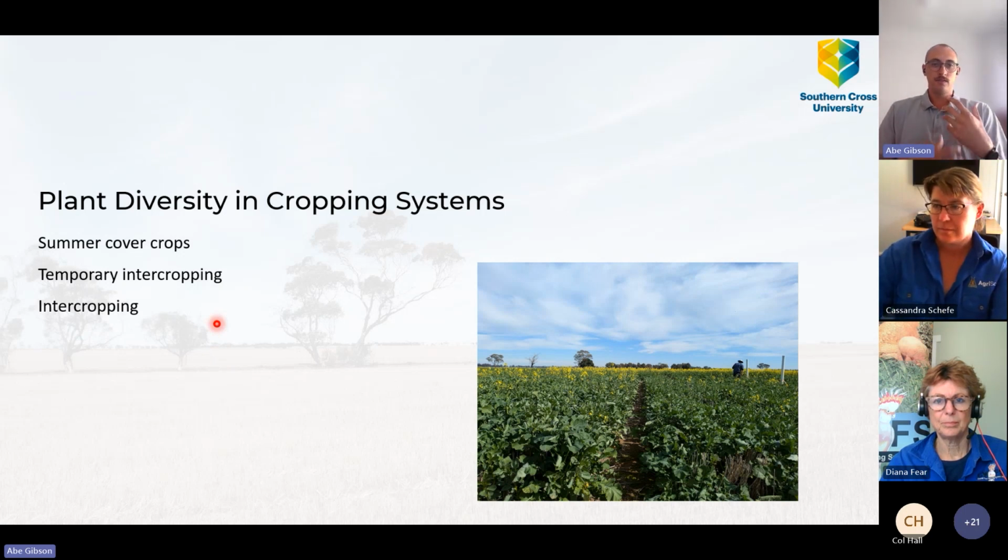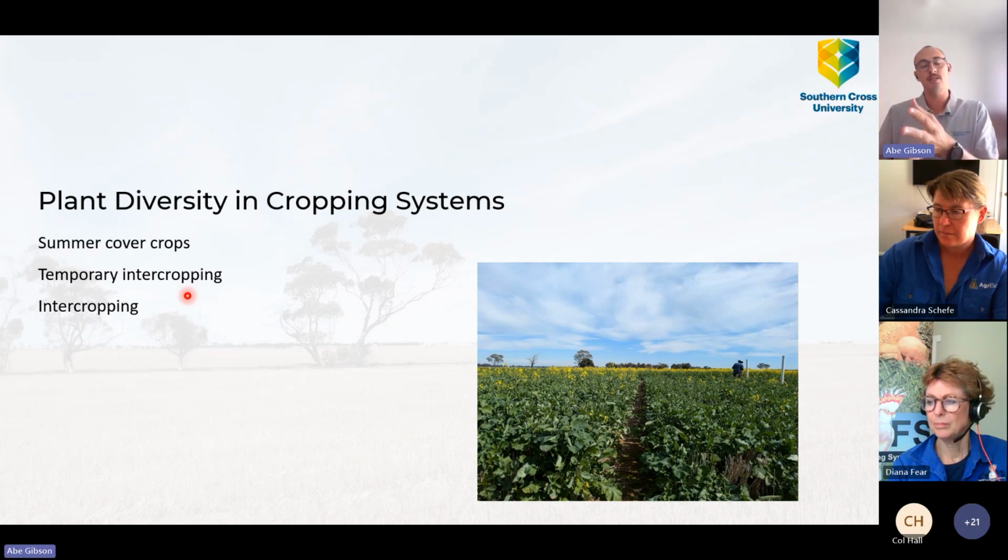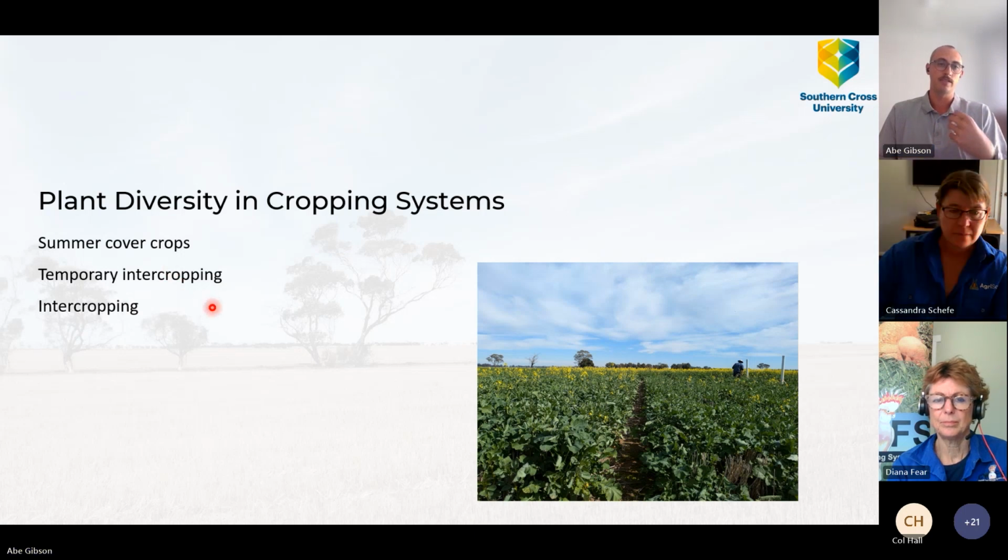Those that have dabbled in this space or done their own research will hear a lot about how we need to be growing summer cover crops. We need plant diversity in our cropping systems through temporary intercropping or intercropping because of the benefits that generates around soil health. Whether you see it as sustainable agriculture and best management practice, or regenerative agriculture, there's a lot of claims made, and the evidence is really based on data that's come out of temperate systems in the Northern Hemisphere.